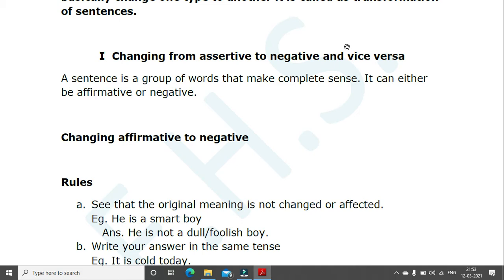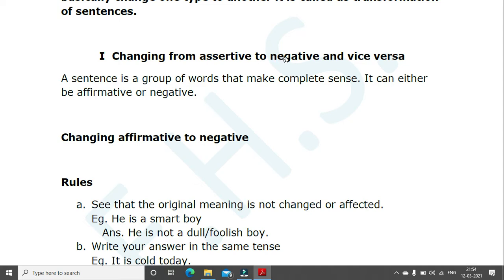So the first thing you're going to learn now is changing from assertive to negative, because you see in the sentences there are sometimes negative sentences, there are sometimes assertive sentences. Sorry, affirmative sentences. So how to change from this is not assertive, okay? This should be affirmative. Affirmative to negative. Changing affirmative to negative and vice versa.